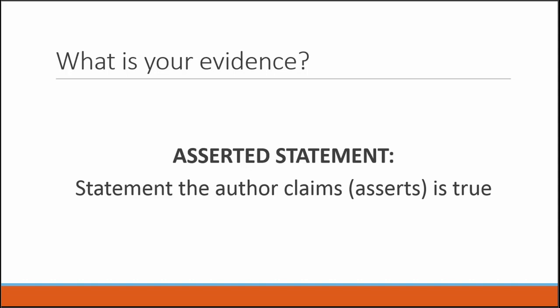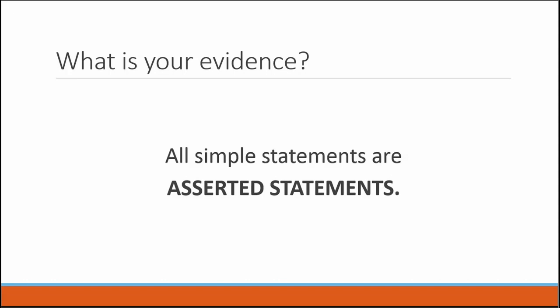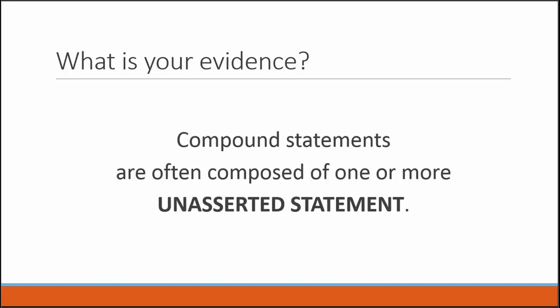Simple statements are all asserted statements. When an author makes a simple statement, she is claiming or asserting that that statement is true. Compound statements, on the other hand, are often composed of one or more unasserted simple statements. So remember, compound statements use logical connectors to connect two or more simple statements. So the author is not necessarily asserting each of the simple statements. She's only asserting the logical connection between the two statements.